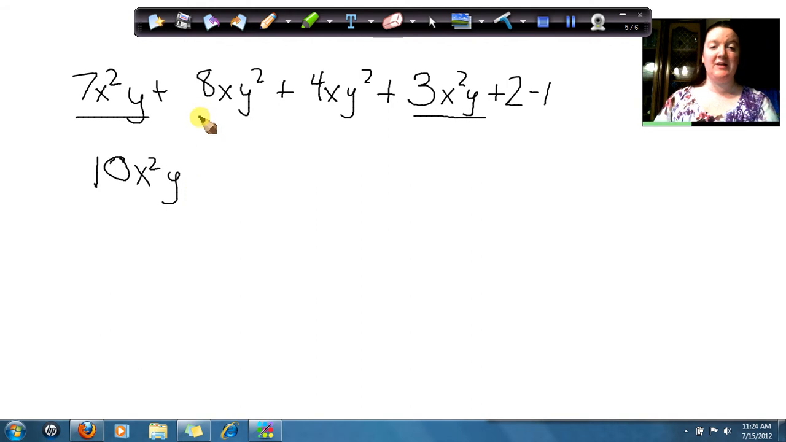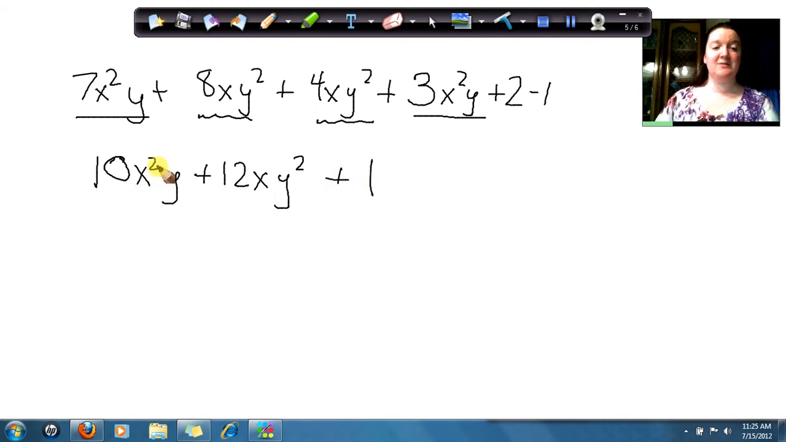Now I have an xy squared, and I have another xy squared. So I'm going to add those together. The coefficients are 8 and 4, and when I add those together I get 12. So I'm going to have plus 12xy squared. Now we have some numbers here at the end, 2 minus 1. And when we add those together, 2 minus 1 is going to give me plus 1.